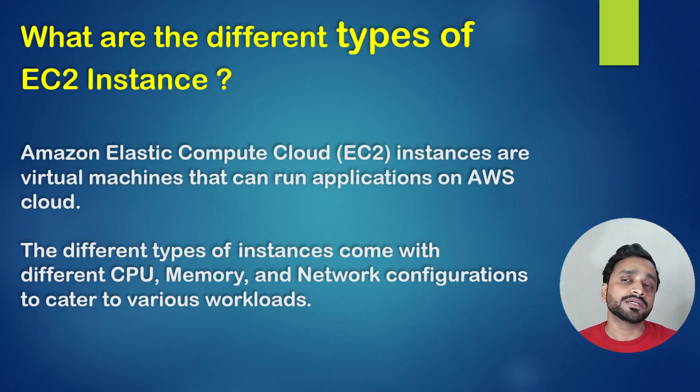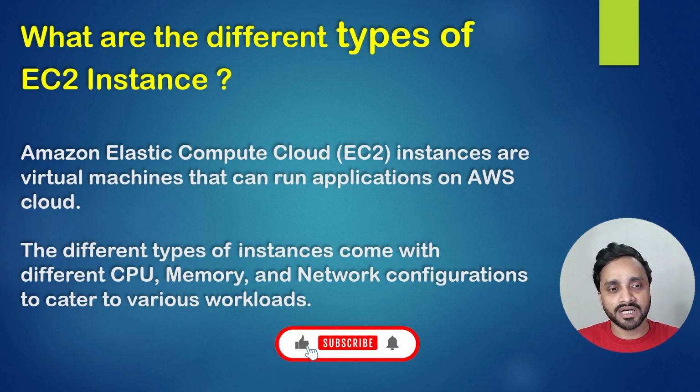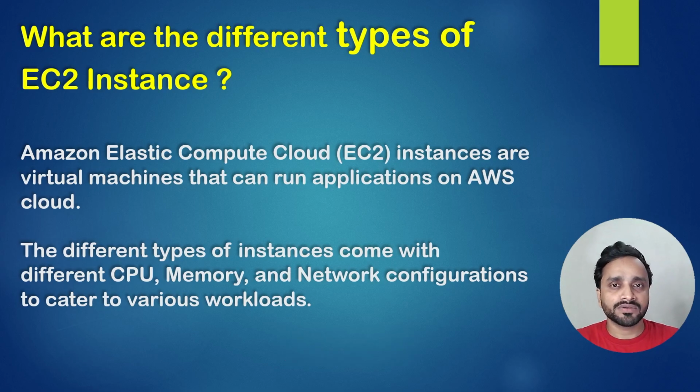Now, what are the different types of EC2 instances in AWS? Amazon Elastic Compute Cloud (EC2) instances are virtual machines that can run applications on the AWS cloud. Means what? Using the EC2 service, we can create one or more servers on the AWS cloud.